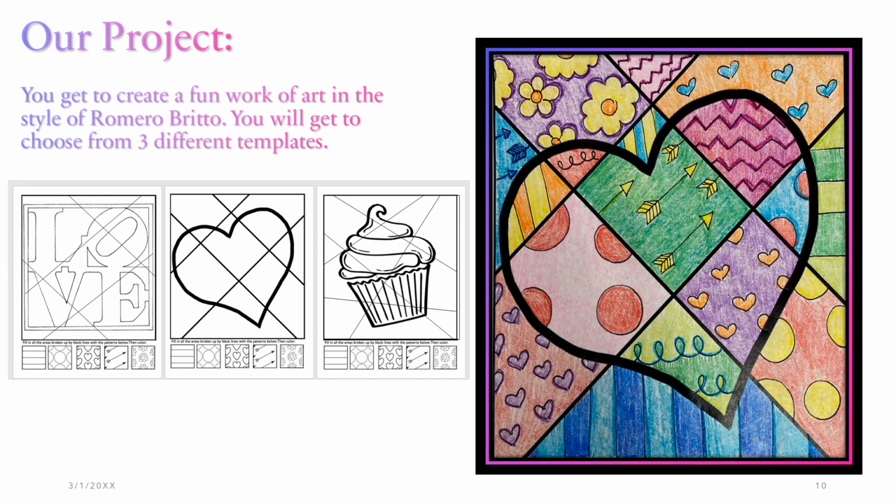Okay, so here's our project. We're going to get to create a fun work of art in the style of Romero Britto, and you get to choose from one of these three designs. So I've got this awesome love. This is a famous sculpture in, I think, Philadelphia, where it says love and the O is kind of crooked and stacked up on one another. So you've got the love, the heart, or this scrumptious cupcake. For this project, Miss Salatino chose the heart. And as you can see in each of these different sections, there's a different pattern, and I'm using really bright, bold, complementary colors to make those sections stand and pop out.